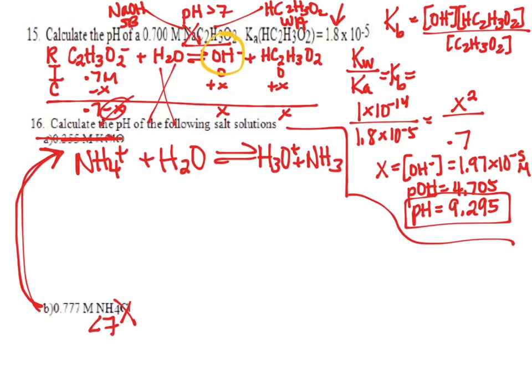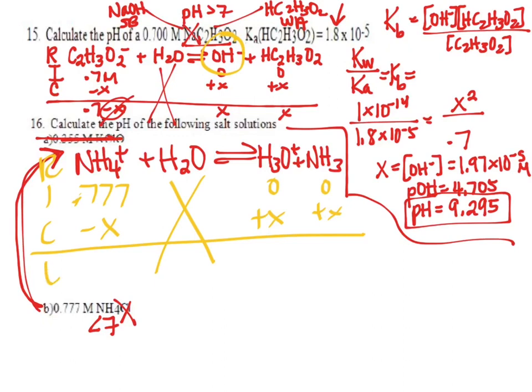Our initial concentration is 0.777, 0, and 0. Change is minus X, plus X, plus X. And at equilibrium, we are 0.777 minus X, which is negligible, X, and X.